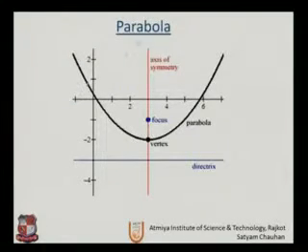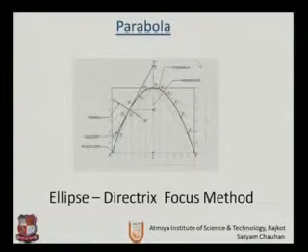Next on our parabola geometry, this will be the axis of symmetry. So by the method of directrix focus, we will get this kind of shape. So this is the focus, and the vertex will be the point where the parabola will create the apex of the parabola. So this is the directrix focus method to create the shape of the parabola.